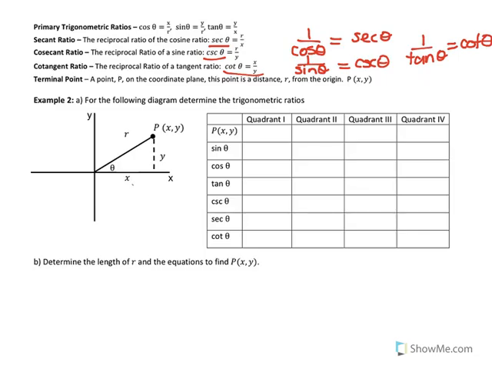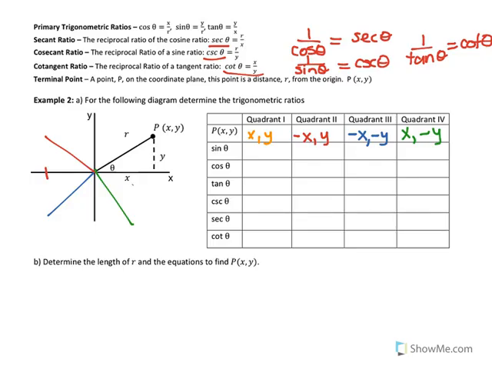So we have the points. In quadrant 1, x and y are both positive. In quadrant 2, our x becomes negative and our y is positive. In quadrant 3, our x value is negative and our y value is negative. And in quadrant 4, our x value is positive and our y value is negative.